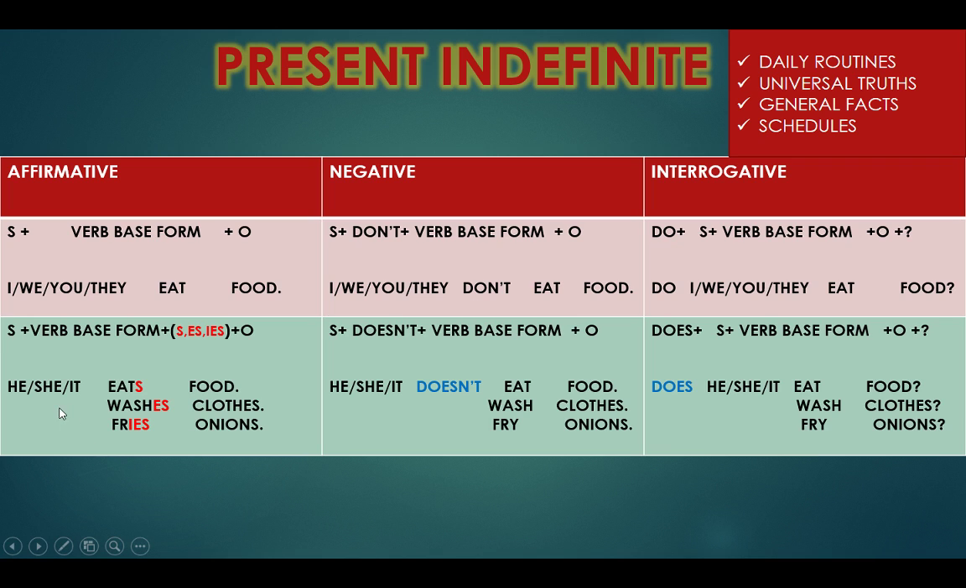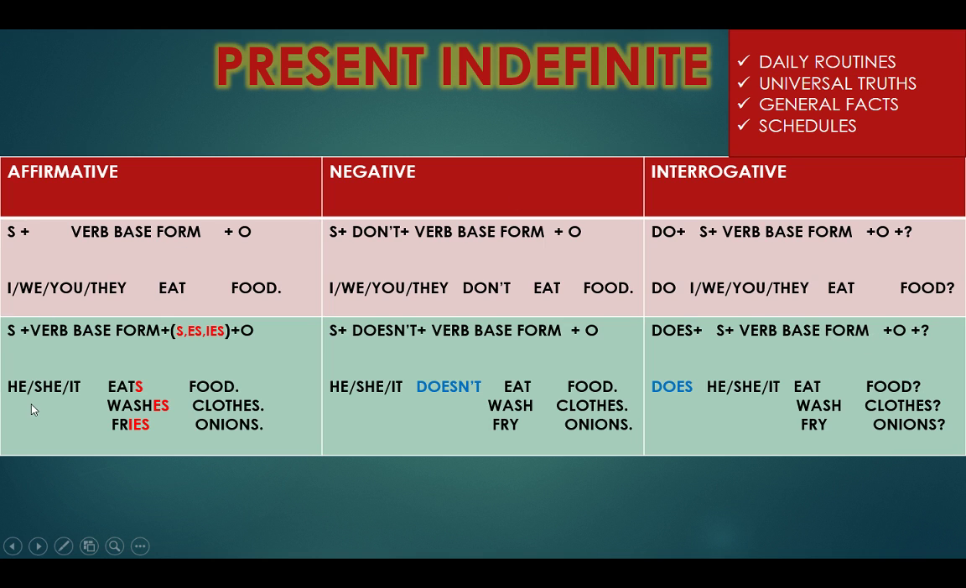But this one can be a little tricky. Now we can tell you what the difference is. Subject plus verb base form plus s, es or ies. How you're going to use that will be described over here. And then object. Then in the negative, we've got subject, doesn't, verb base form, object. Interrogative: does plus subject plus base verb form plus object plus question mark.